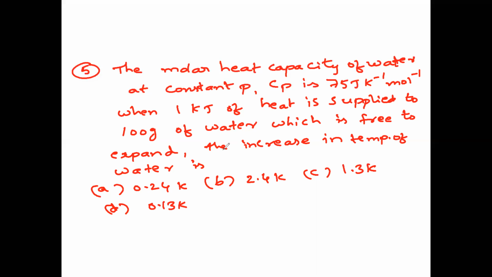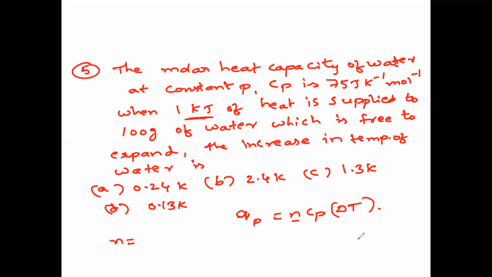They have given the molar heat capacity Cp. So already we know Qp is equal to n Cp delta T. They are asking us to find delta T only. Qp is equal to n Cp delta T, where n is the number of moles, because they have given molar heat capacity. If they had given specific heat capacity, straight away we can take mass. But they have given molar heat capacity, so we should first find the n value. So Qp is given as 1 kilojoule of heat.